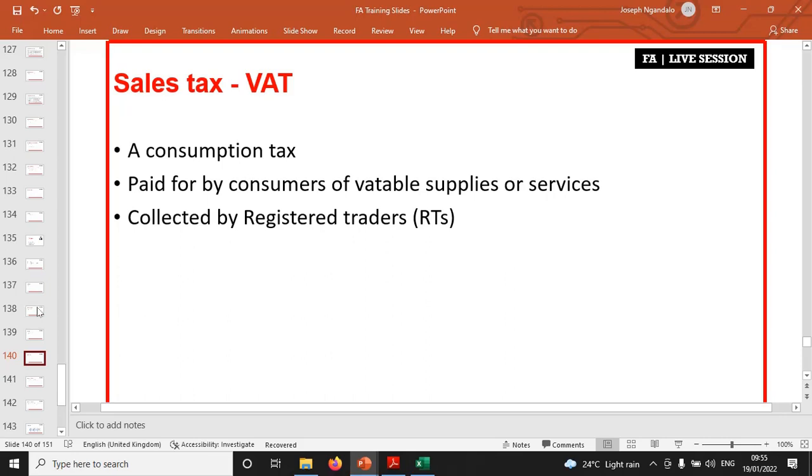Next, this tax can only be collected by registered traders. We call them RRTs. Of course, for you to register, you need to meet certain conditions. Do you understand that? You're not just supposed to run into a business and say, I want to register. They'll ask you serious questions there. So one of the conditions is that your sales revenue for the full year must be 800,000 and above.